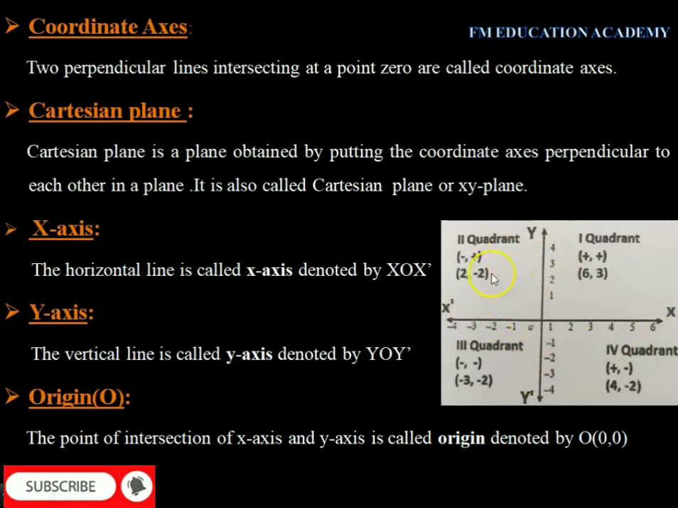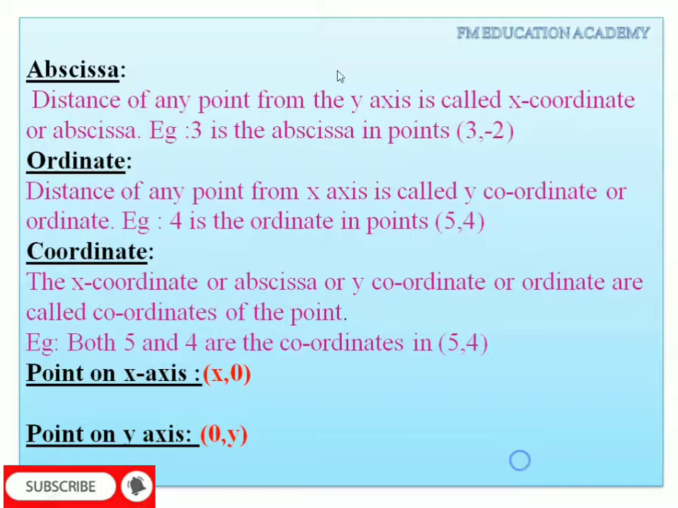So where the x-axis and y-axis meet, that point is called the origin O, and it is written as (0, 0) because at the origin, x is 0 and y is also 0. Now let us see some more very interesting basic concepts of coordinate geometry.